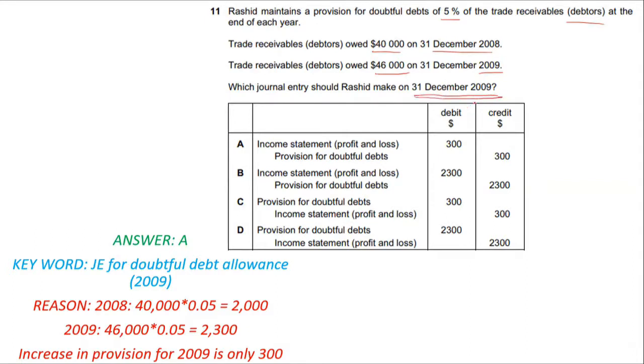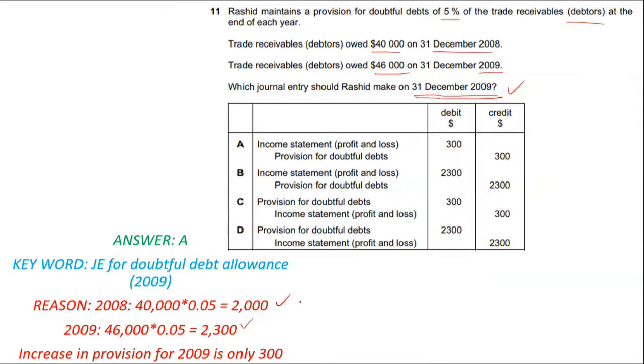So now you need to calculate the provision for doubtful debt entry for 2009. So we will do the math in here. The trade receivables at the year end 2008 was 40,000. 40,000 times 5%, which is given in the question. My provision for doubtful debts for the year 2008 should be 2,000. Then I would recalculate this provision for doubtful debts in 2009, which would be 2009 debtors and the rate. So 46,000 times 5%, and that gives me 2,300.